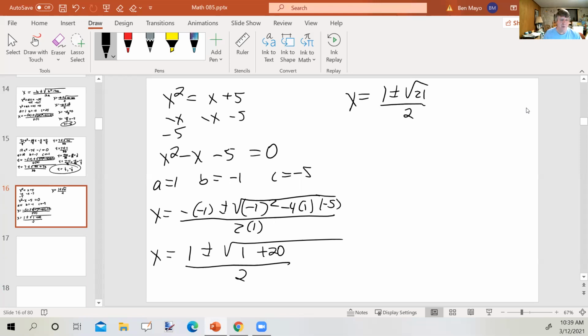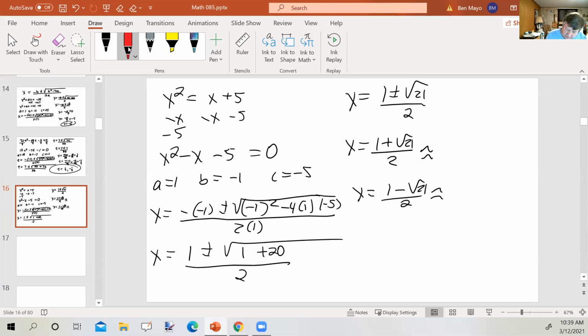All right, but we want to use a decimal approximation. So let's split that up into 1 plus the square root of 21 all over 2 and 1 minus the square root of 21 all over 2. Now, to put this into my calculator, I'm going to group the entire numerator as well as the 21. So my first one: parentheses, 1 plus the square root of 21. I close up the radical with a right-hand parenthesis, then I close up the entire numerator with another right-hand parenthesis, divided by 2.